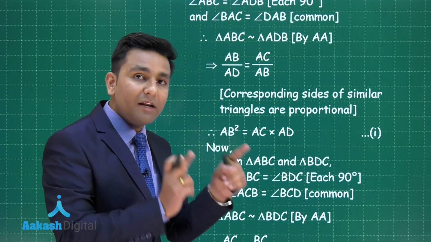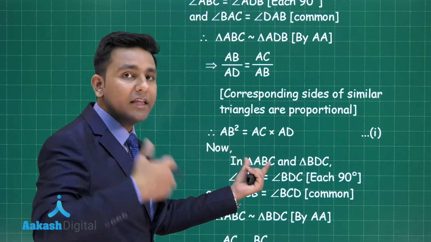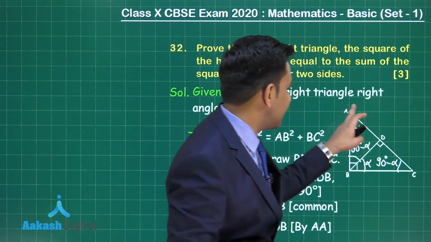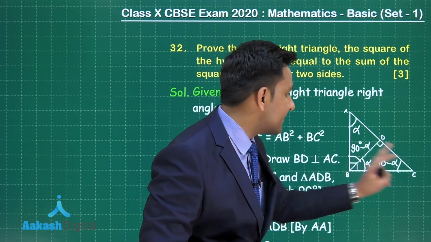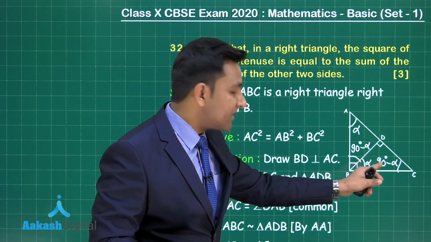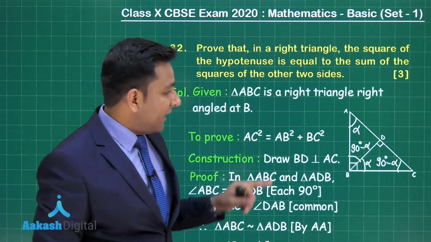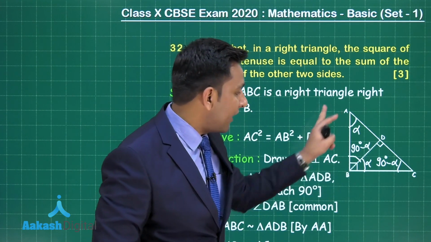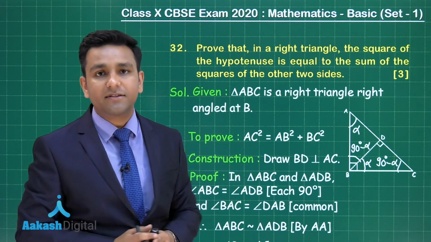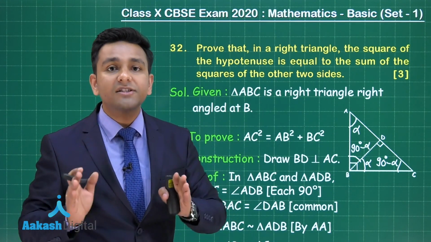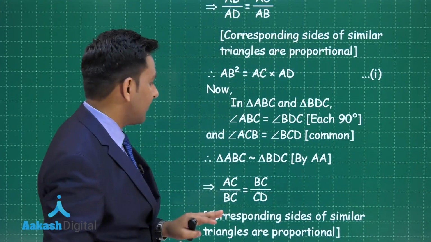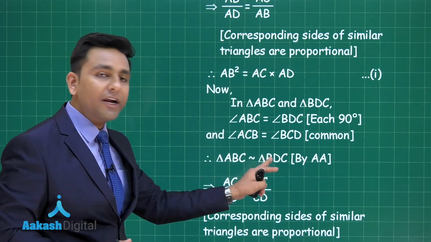Now we are going to prove similarity in triangles ABC, again the complete triangle, and triangle BDC. I'm talking about this triangle ABC and triangle BDC. In these two triangles, we can see that angle C is common, which measures 90 degrees minus alpha, and angle CDB is equal to angle ABC. They are equal to 90 degrees. That means they are right angles. Again, using angle similarity criterion, we can prove that these two triangles are similar. I mean, triangle ABC is similar to triangle BDC.